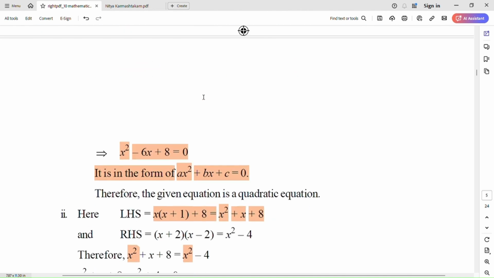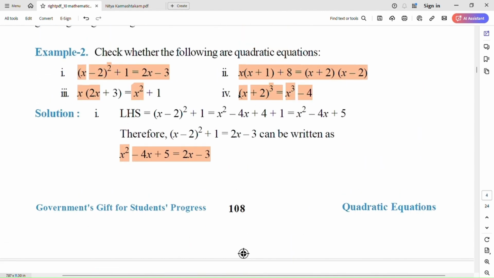Okay, now let's see this one. This is a cube equation. From outside if you see it doesn't look like a quadratic equation, but you look carefully. Okay, you have x plus 2 whole cube. That means you have a x cube term cancelled by the x cube term on the RHS side, correct?